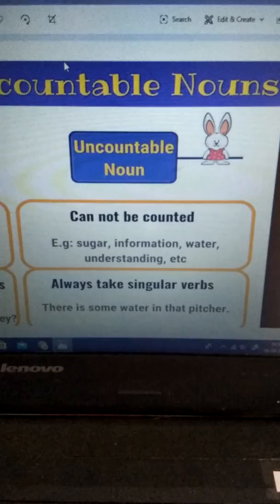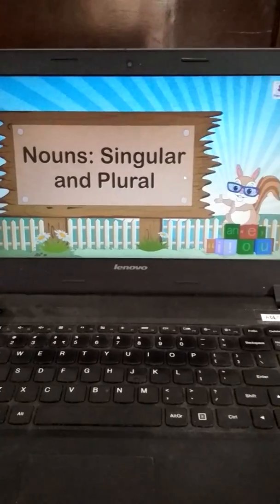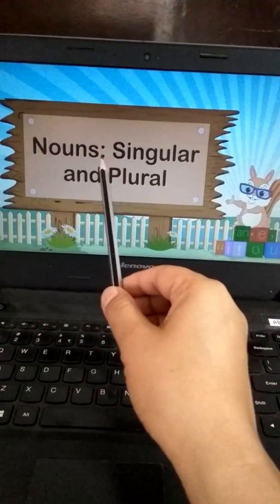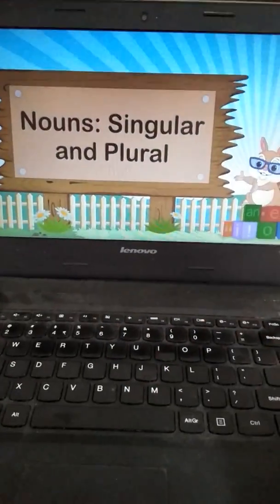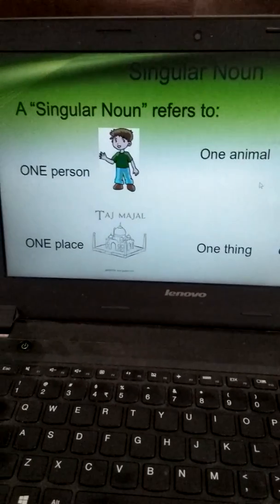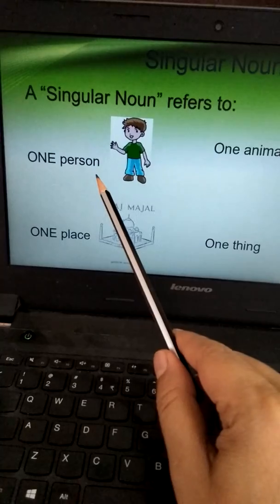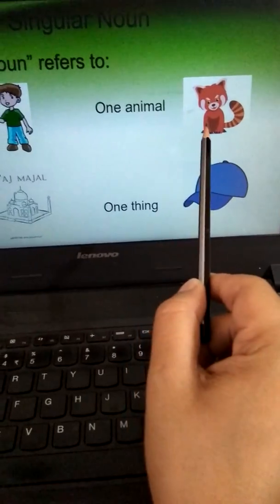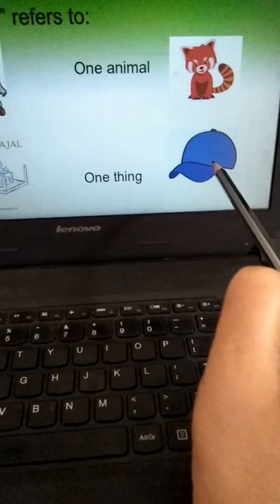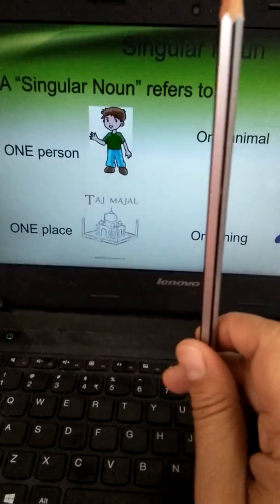Now we come to the singular and plural forms of nouns. What is a singular noun? What do we mean by a singular noun? A singular noun refers to one person, one animal, one place, or one thing. So when we talk about one, it means singular.